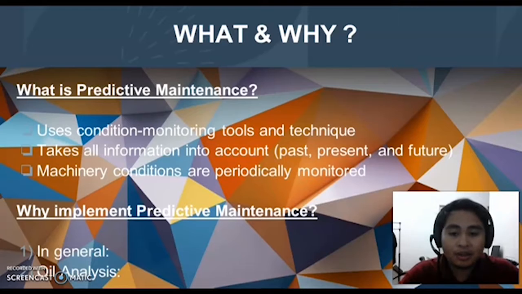Next, predictive maintenance takes all information into account such as past, present and future, and offers an ideal time for maintenance before any failure. And last, predictive maintenance is where the machinery conditions are periodically monitored, and this enables the maintenance crew to take timely action such as machine adjustment, repair and overhaul.